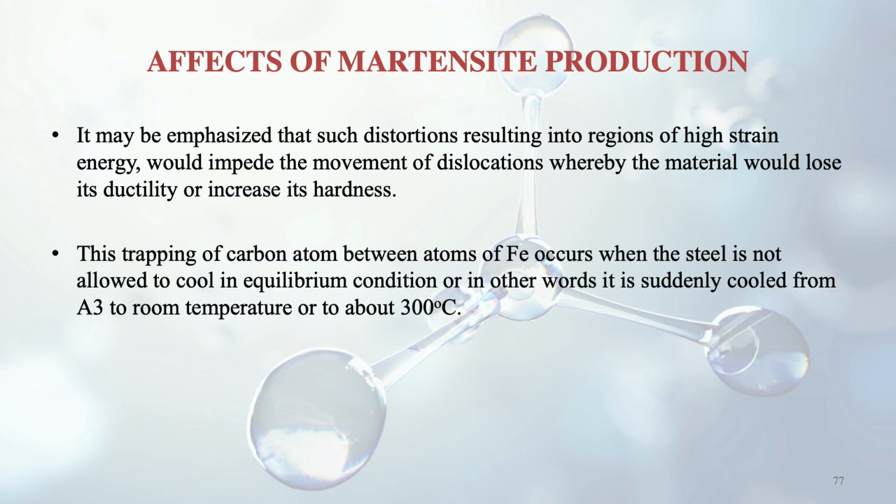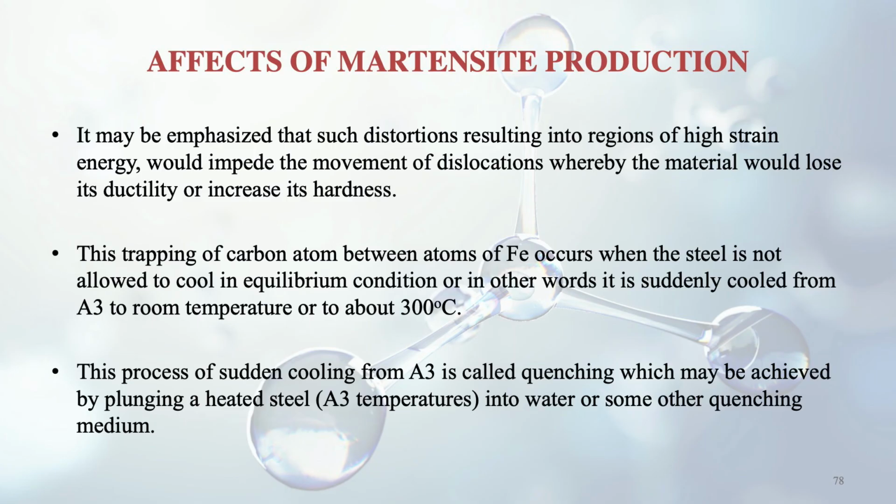This trapping of carbon atoms between the atoms of iron occurs when the steel is not allowed to cool in equilibrium condition, or in other words, it is suddenly cooled from the A3 to room temperature or to about 300 degrees centigrade. So like I told you earlier, if the cooling rate is very high, then the nose formation of the TTT diagram is not crossed and it suddenly comes to martensite. So that's what is happening here, that if we are cooling from A3, which was 910 degrees centigrade, suddenly to about 300 degrees centigrade, then only martensite will be formed.